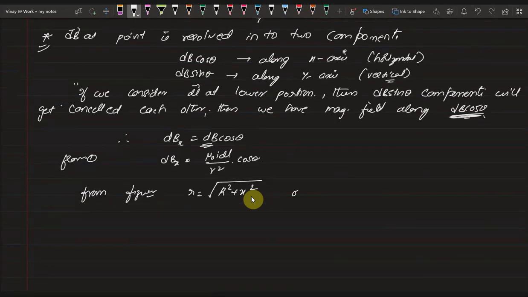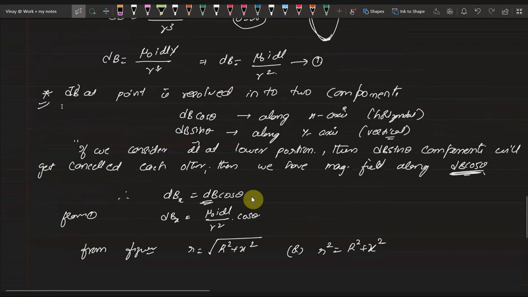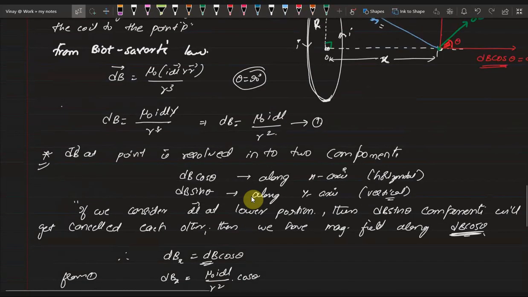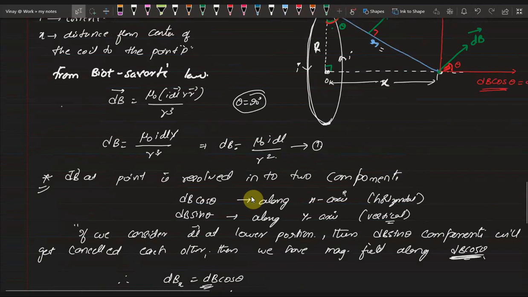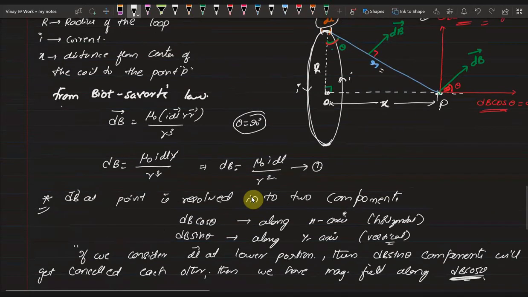Or you can write it like this also: small r square is equal to capital R square plus x square. Now tell me, from the figure, look at this figure. This is taken as O. I'll take this point as P. I'll take this point as Q. From the triangle OPQ, what is the cos theta value?